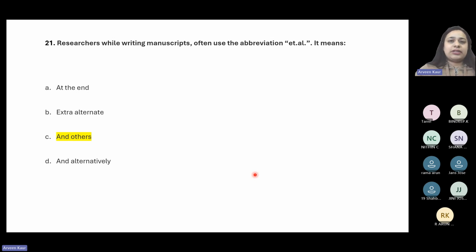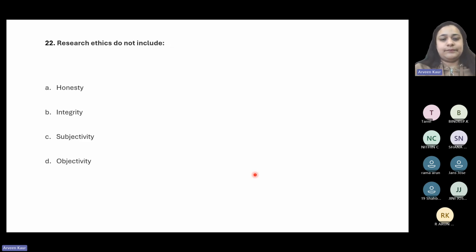So that means Ankita and Kavi Kumar and Arveen et al., or just Ankita et al. Right? So that means Ankita and others, or Ankita, Kavi, Arveen and others, right? So that is what it will mean.